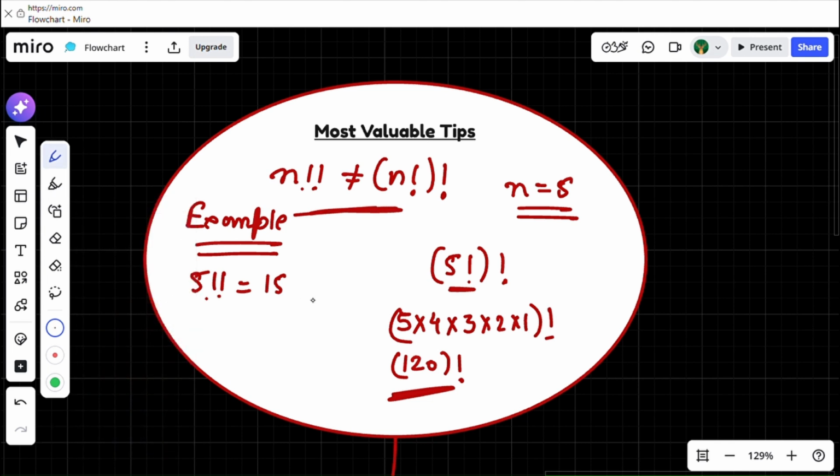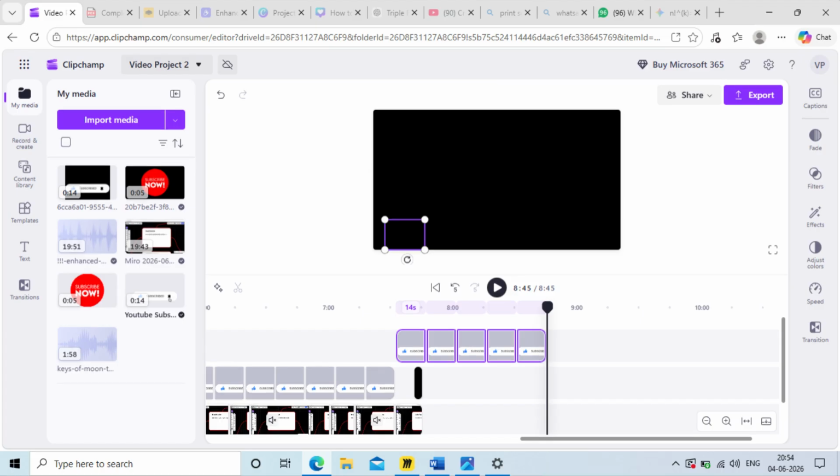Just like that, triple factorial is not equal to n single factorial, again factorial, and again whole factorial. So this is the most valuable tip you can apply, and this is the most viral question now.